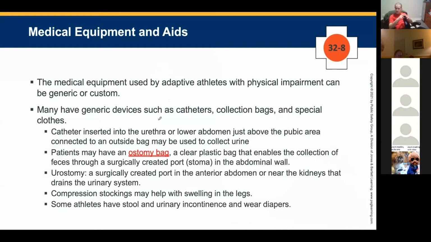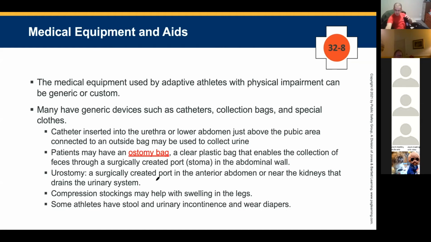Patients may also have an ostomy bag, which is a clear bag that enables the collection of feces through a surgically created port in the abdominal wall. There may also be a urostomy, which is a surgically created port in the anterior abdomen or the kidneys that drains the urinary system. You may see compression stockings, which may help with swelling of the legs. And some athletes may have stool and urinary incontinence and wear diapers.